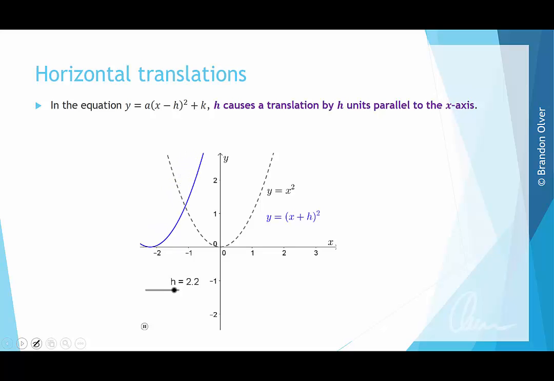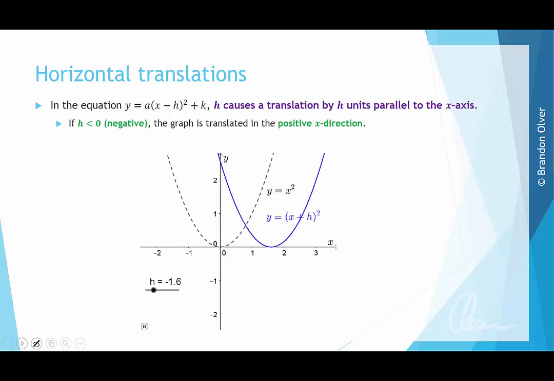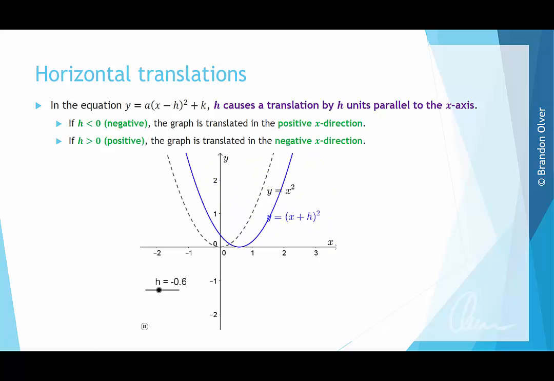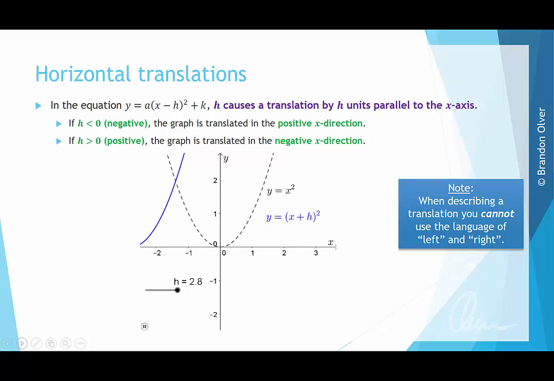In the same equation, h will cause a translation by h units parallel to the x-axis. So if h is less than 0, the graph is translated in the positive x direction, and if h is positive, the graph is translated in the negative x direction, which is shown on the dynamic view below. So as a quick note, when describing a translation, you cannot use the language of left and right. You have to use the language of positive x direction and negative x direction.